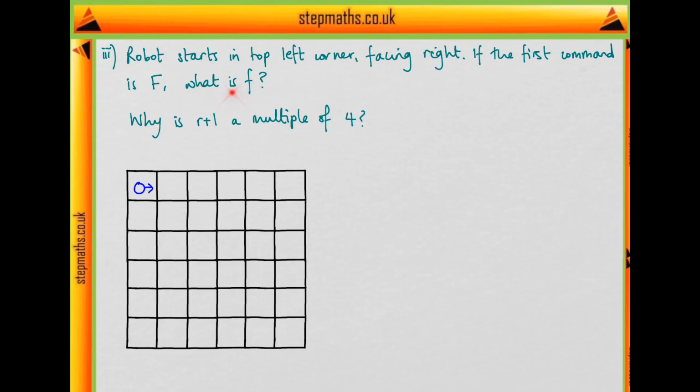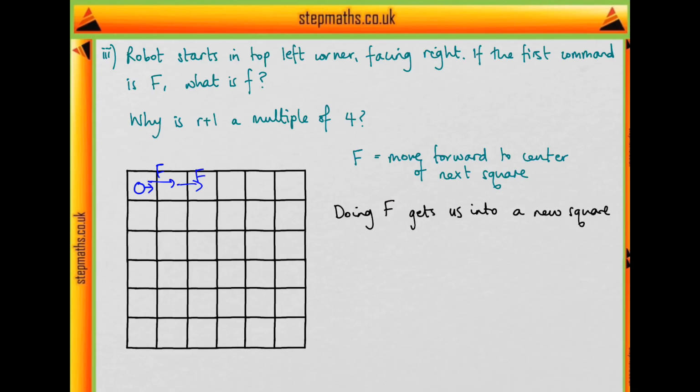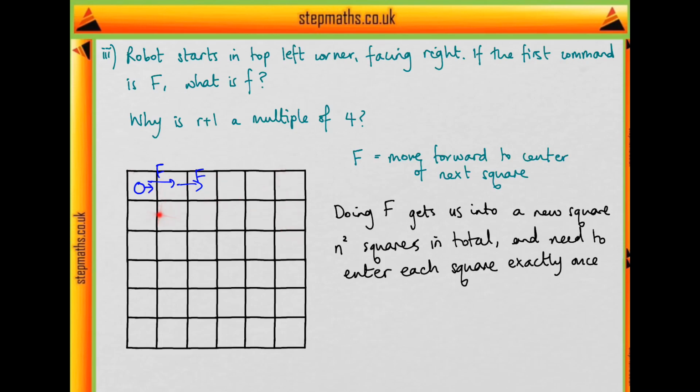So how many F commands does it do? Well, the F command tells the robot to move forward to the centre of the next square. And so we see each time we do F, it takes us into a new square. How many squares do we have to enter? Well, we need to go into each square exactly once, and we also need to return to this starting square. Because there's n squared squares in total, that must mean this robot has to move forward n squared times. So we see that f is equal to n squared.